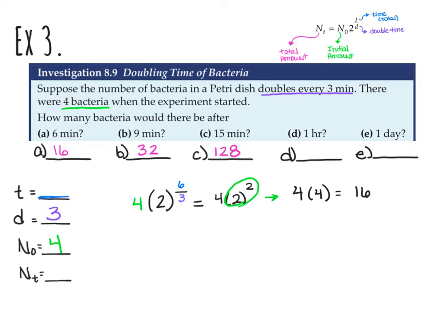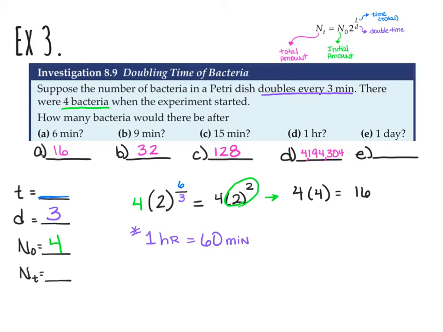All right, so on the next answer for D, it gives you 1 hour. 1 hour is not in minutes, so we are going to need to convert 1 hour to minutes. And we know 1 hour will equal 60 minutes. And so you need to input that value where you did the 6, 9, and 15. So when you plug that in, your answer should have been 4,194,304 bacteria. And then the next one is talking about days.